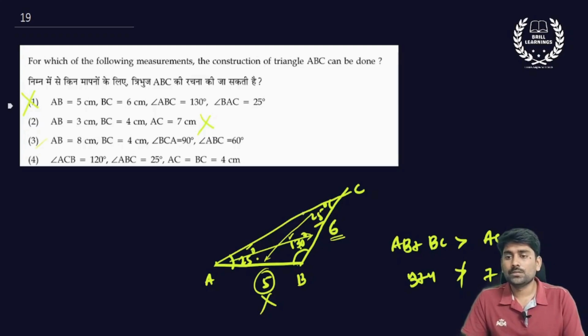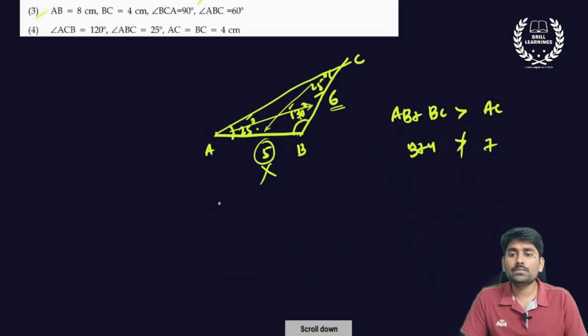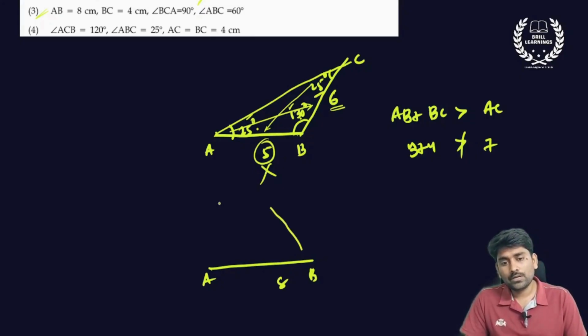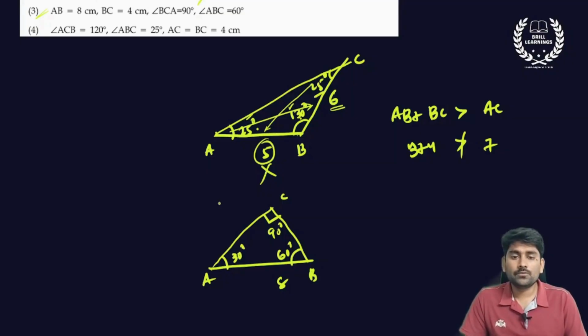So let's check the third statement. AB is 8. BC is 4. BCA is 90 degrees. If I draw like this, BCA, here see, it is 90 degrees they have given. ABC they have given as 60 degrees. That means 90 plus 60, 150 is over, so here it should be 30 degrees. And they have given the length of BC also.